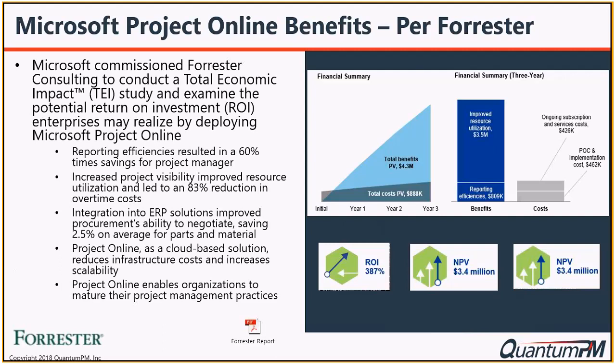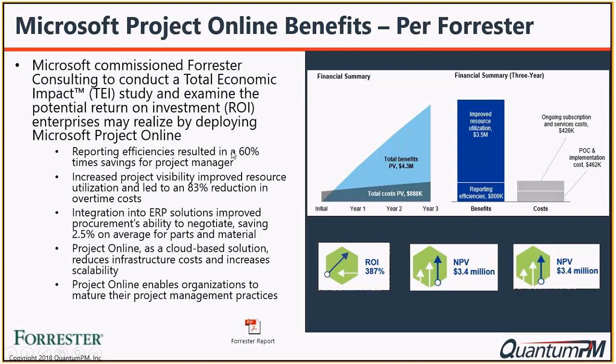Project aligned benefits. Microsoft just did a brand new Forrester report on the ROI on this. Essentially what they're saying is about 387% return on a Project Online investment. Reporting efficiencies resulted in 60% time savings. We see that all the time. A lot of times you've got project managers focused on creating PowerPoints and Excels, whereas if you use a well-designed Power BI report, you have the opportunity to take away that manual process and manual steps.